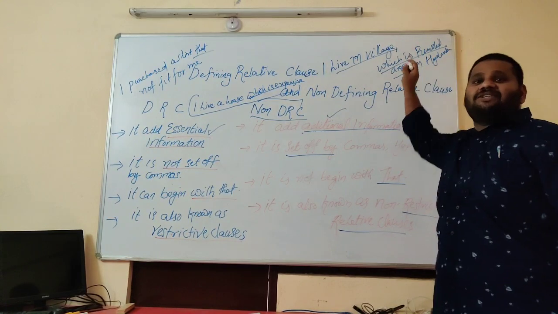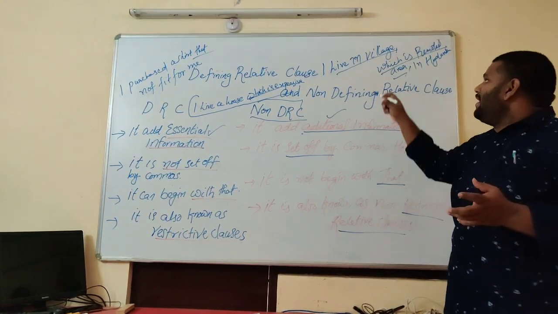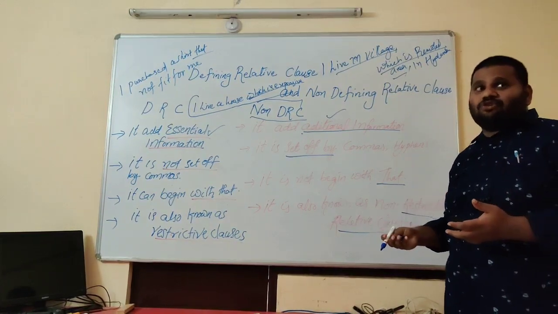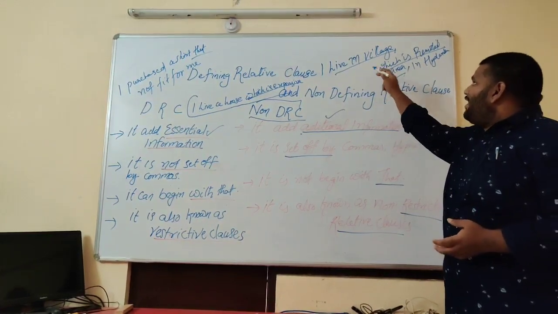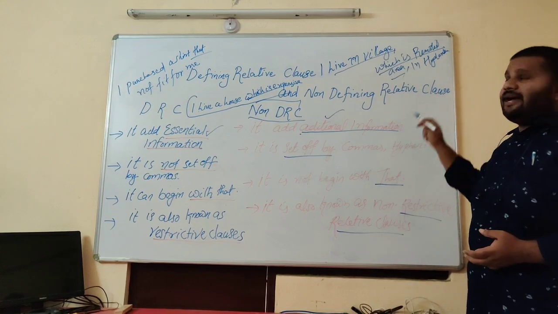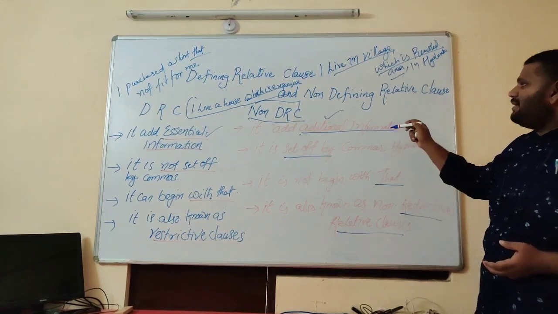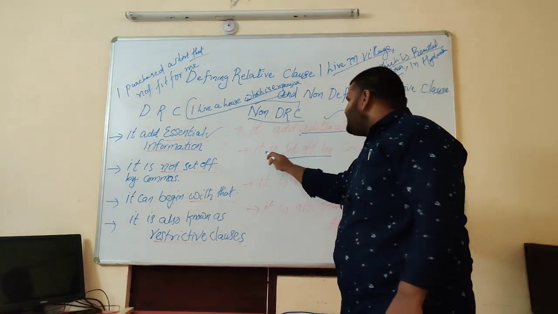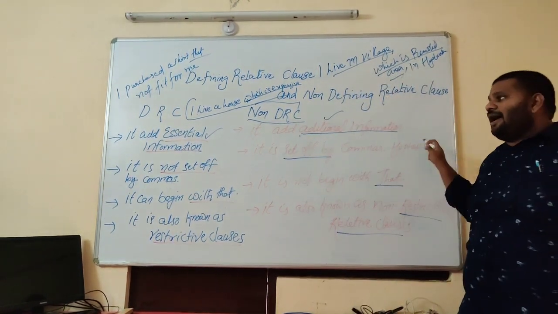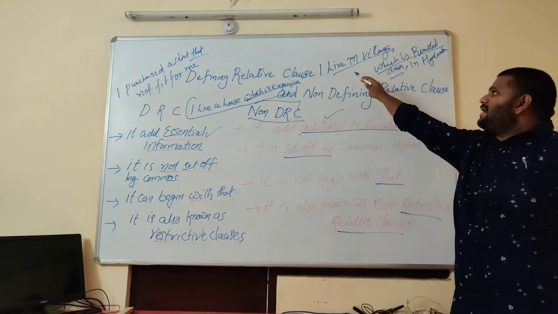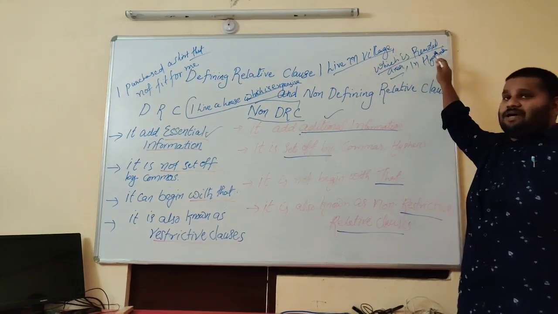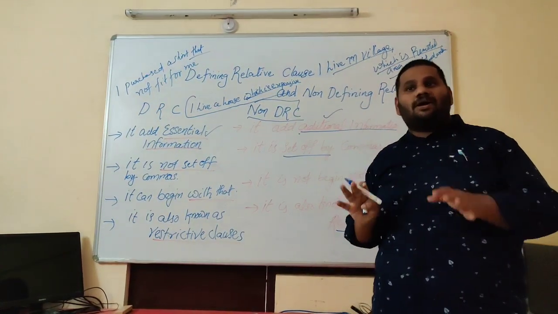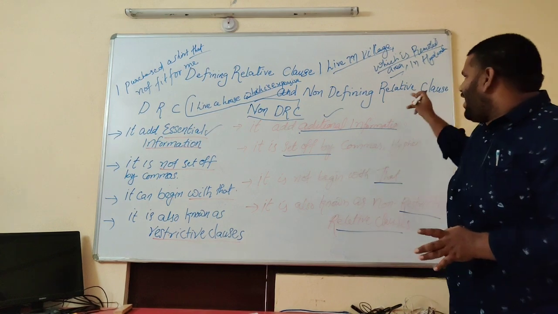This additional information can be omitted. Actually, I can write, I live in Hyderabad. Here we know that I live in a village which is a remote area in Hyderabad, so this one we can add. The next rule is that it is set off by commas or hyphens. Students, I have divided the sentence with commas. So non-defining relative clauses use commas or hyphens.